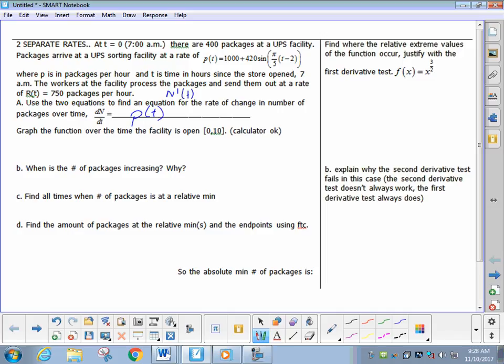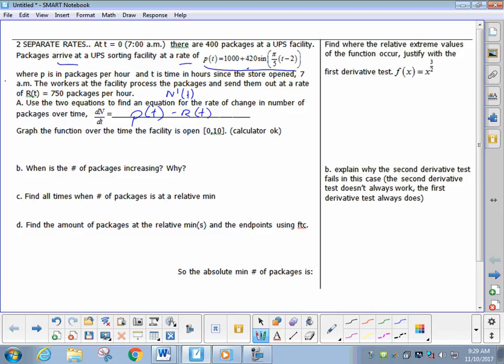They arrive at a rate of P of t. So this is the rate in. What is the rate out? They send them out at R of t. Now because they're sending them out, that R is decreasing the number of packages. So you can think of that as the net rate of change: in versus out.